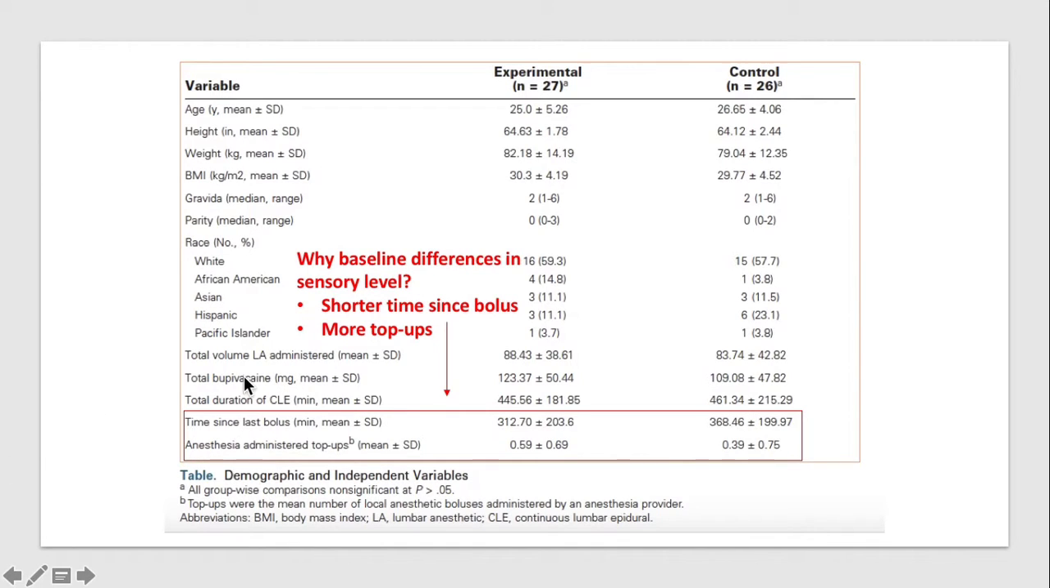Here, if we go back, why were there baseline differences in sensory dermatome levels? If you look at their table 1 that we have here, you can see that overall there was no significant difference between the groups on baseline demographics or clinical characteristics. However, there is some data to suggest, if we look at time since last bolus and anesthesia-administered top-ups, the experimental group had a shorter amount of time since last bolus compared to the control group, and they required a few more anesthesia-administered top-up boluses. So you take that in the context of a higher level, that would explain why they had a higher sensory dermatome level.